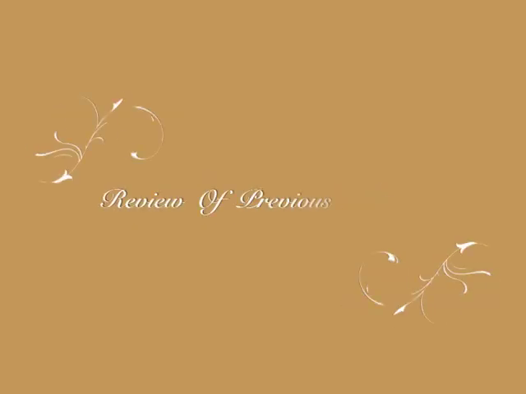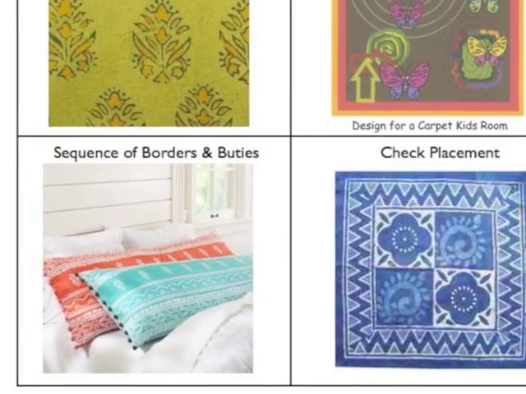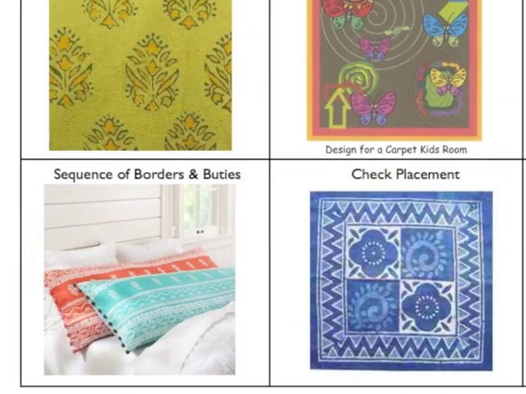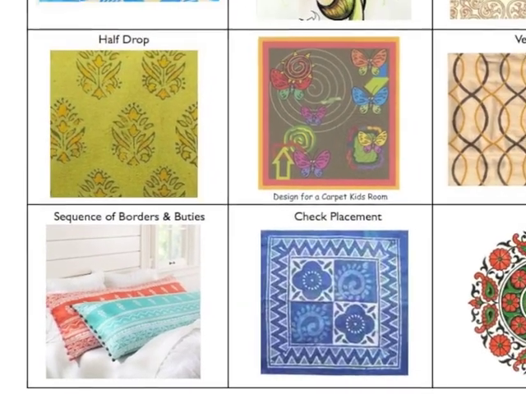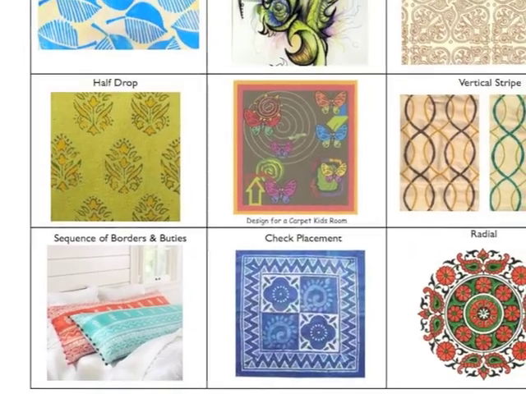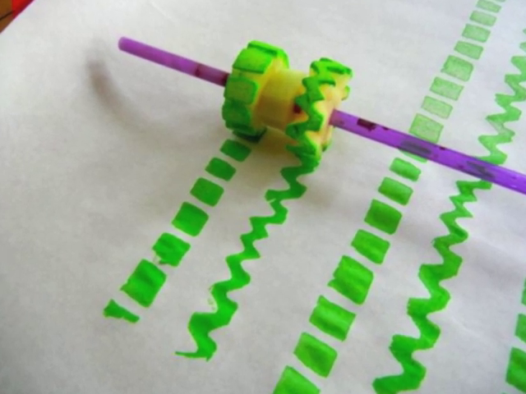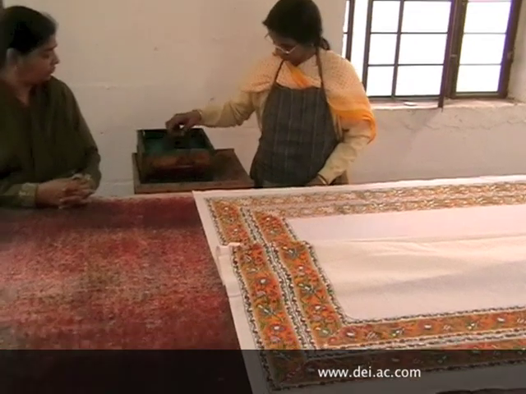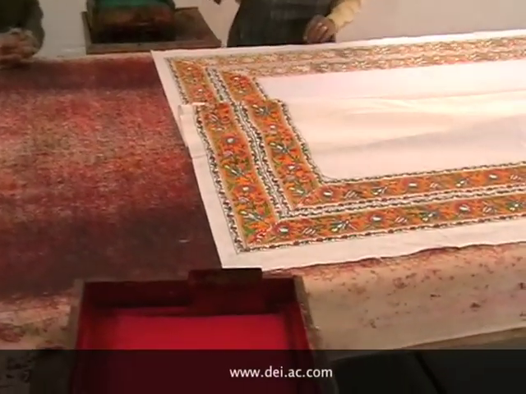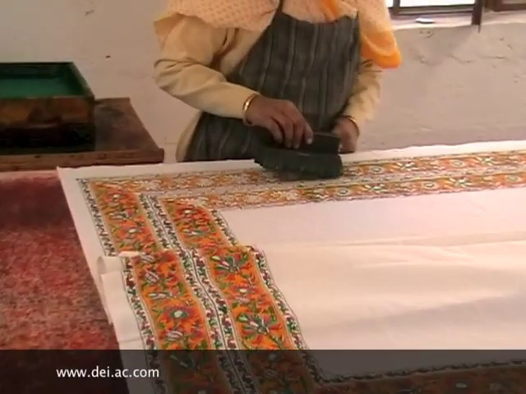In the previous two lessons, we learned about the placement. We learned about the different types of blocks which we used for placements. And today, we are going to sample different paints and dyes.